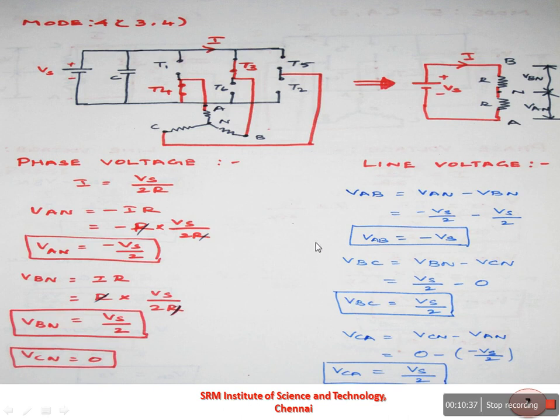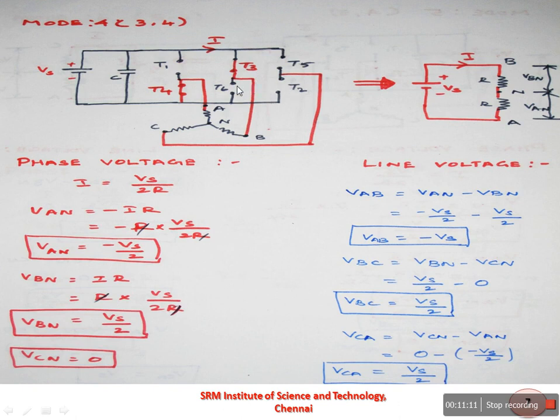Now coming to mode 4 operation, the thyristors T3 and T4 are conducting, which means that thyristors T3 and T4 are going to act as a closed switch. T1, T6, T5 and T2 are going to act as an open switch. So we can see that phase A is connected to the negative of the supply input through thyristor T4 and phase B has been connected to the positive of the supply input through thyristor T3.